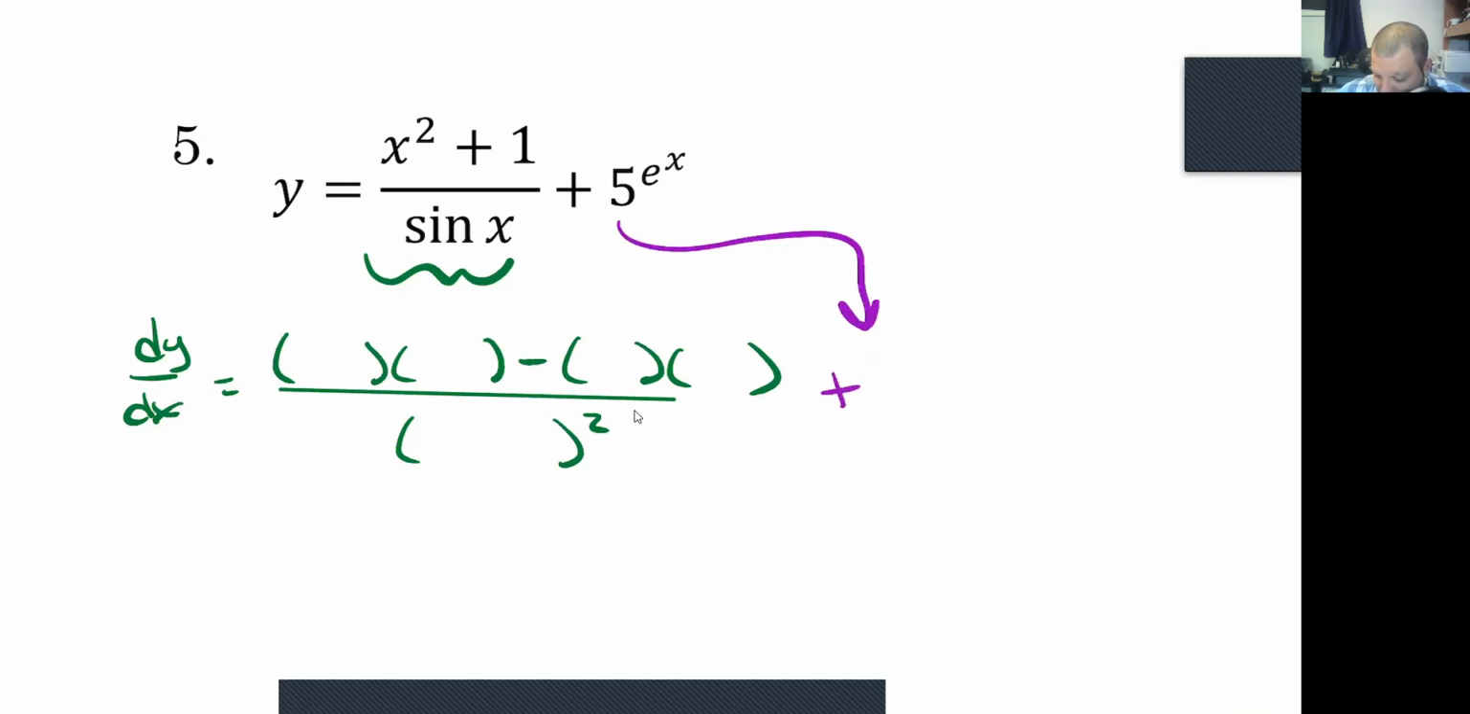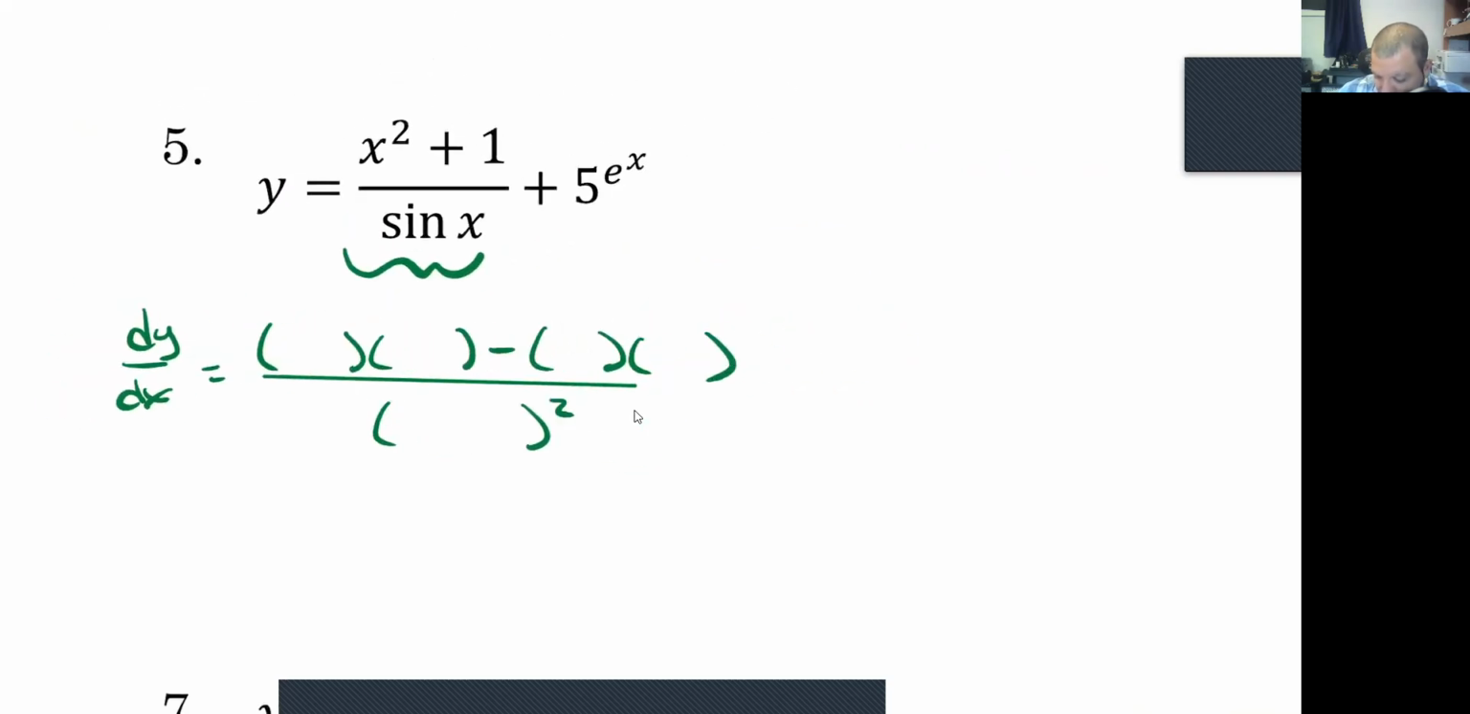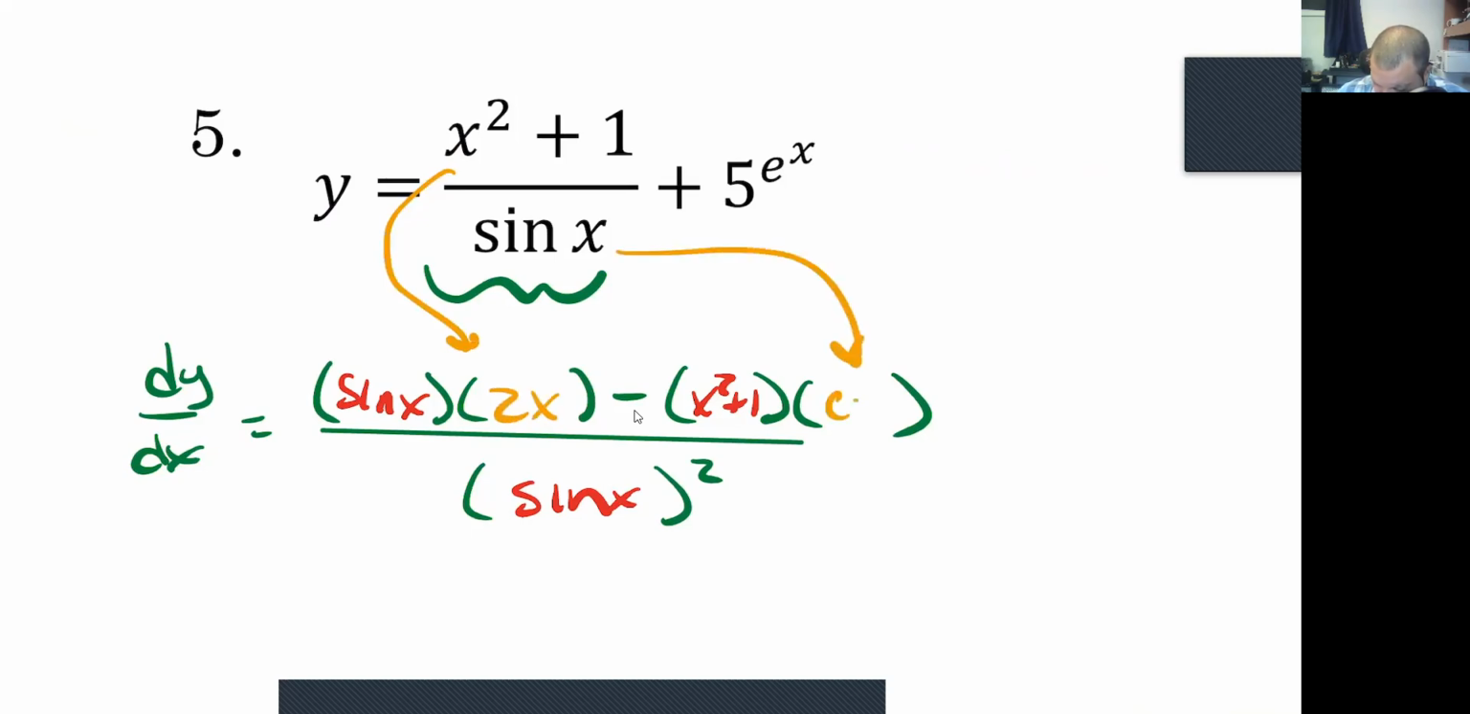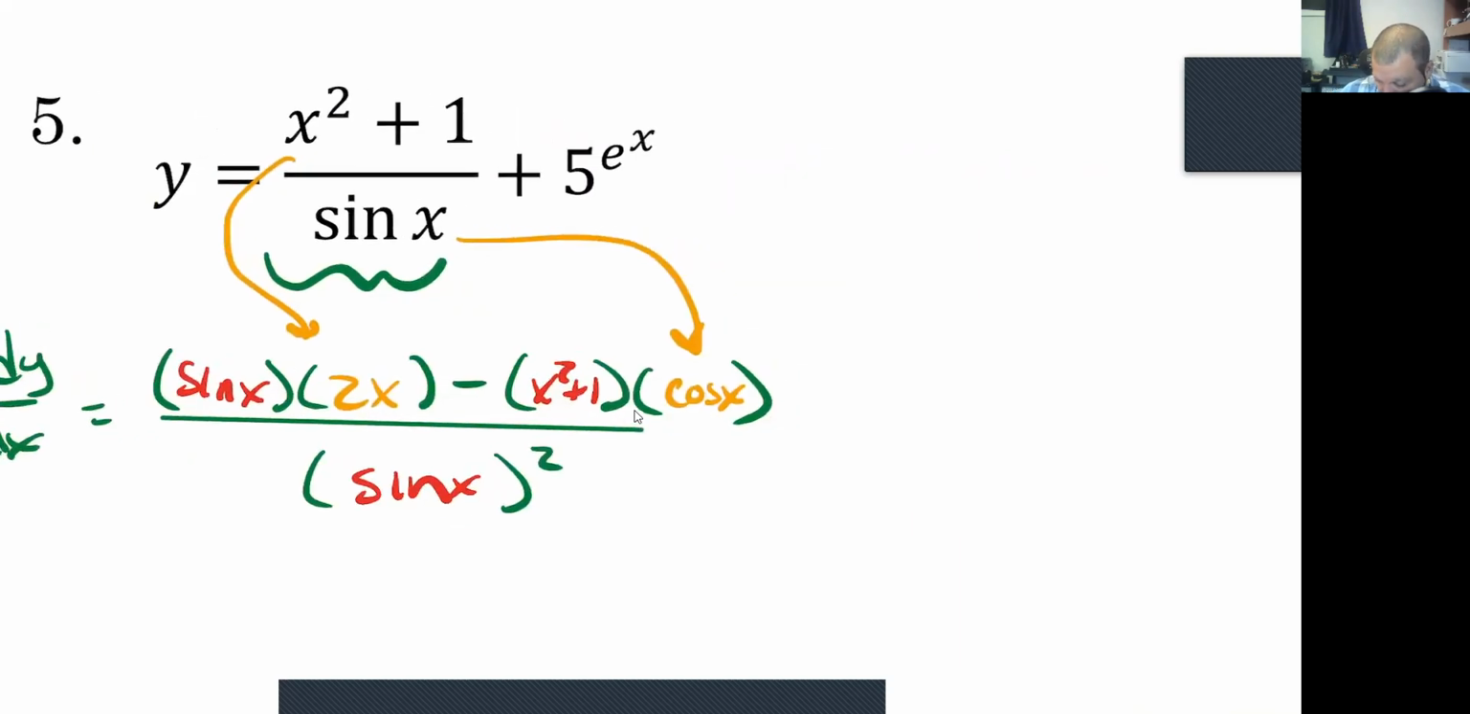Oh, that's 5e to the x. Never mind. I'll come back to that guy in a second. So we have sine of x in the bottom. Sine of x is our first term. X squared plus 1 as our third term. And now it's time for derivatives. So we would take the derivative of x squared plus 1. That is 2x. And we take the derivative of sine, which is cosine of x. Again, nothing really simplifies nicely in the top, so I'm going to leave it like that.